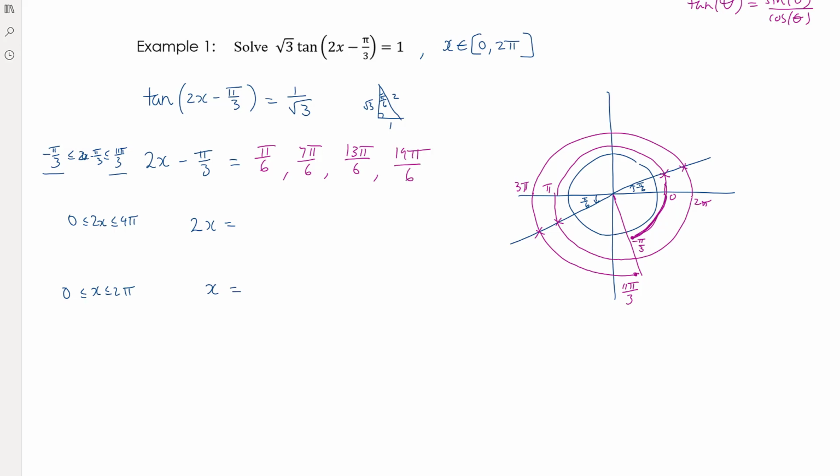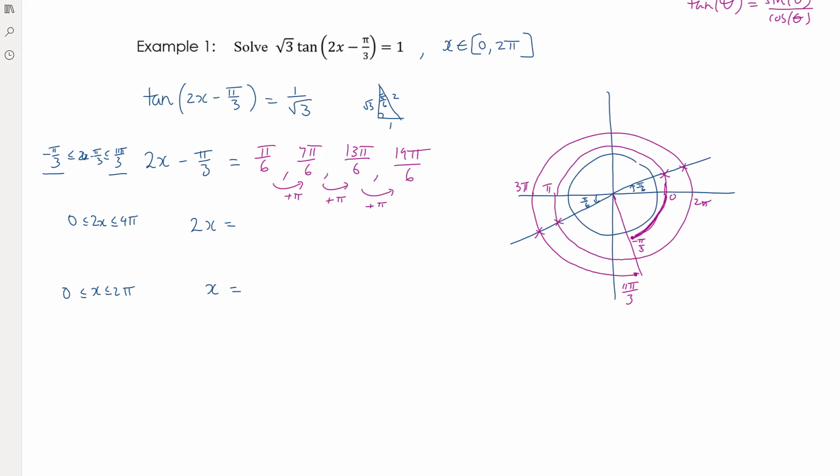Now the difference with tan is that all of the solutions are the same distance apart. Every one of the solutions that came out of the unit circle is pi apart. So actually, once you get your first solution, you can then just keep adding on pi until you get to the end. Okay. So we've got our 4 solutions out of the unit circle.